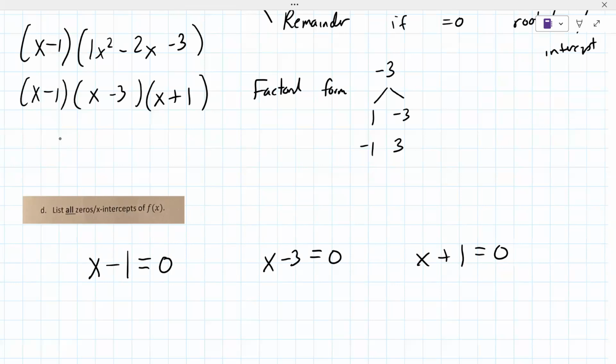So could you solve each of these for x for me, please? It's what you just said, but being a little more formal with it. Yeah, so you add one to both sides. So what is the answer? Then positive one. How about for the middle one? Then you add a 3, so it'd be positive 3, and then you subtract the 1, so it'd be negative 1. Good. Perfect.